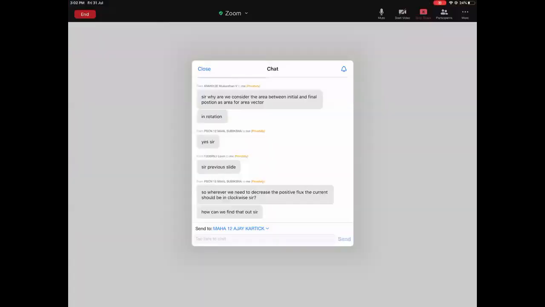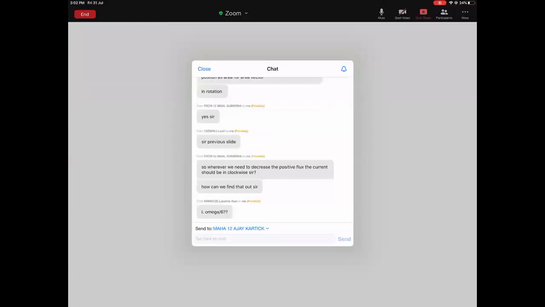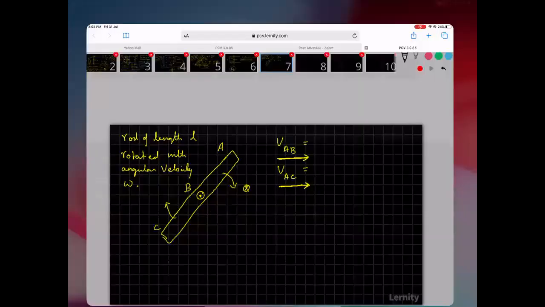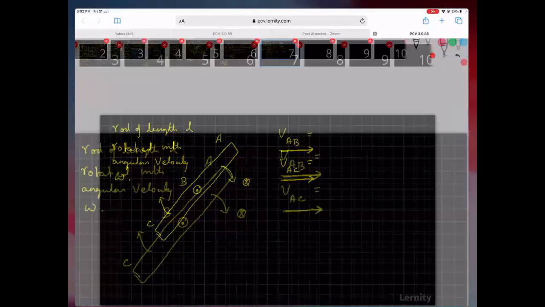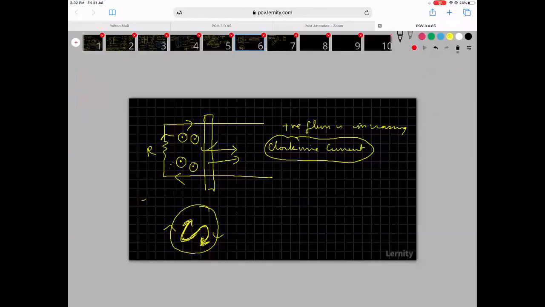Whenever we need the current clockwise, the flux must decrease. I didn't understand your question, Subiksha. If this rod is moving this way, positive flux is increasing. If this rod is moving this way, the area is decreasing, so positive flux is decreasing. How do you find out?